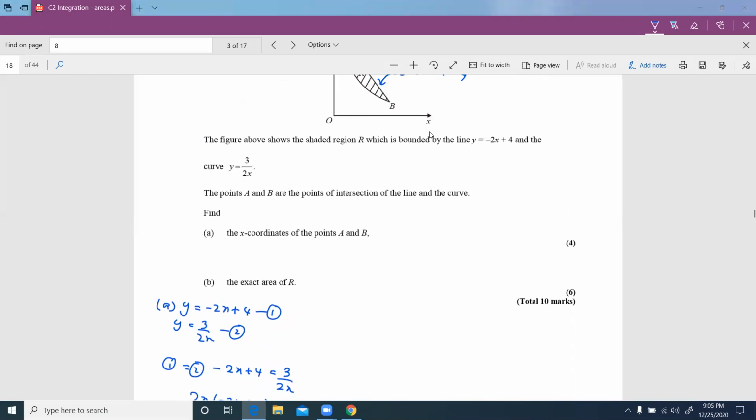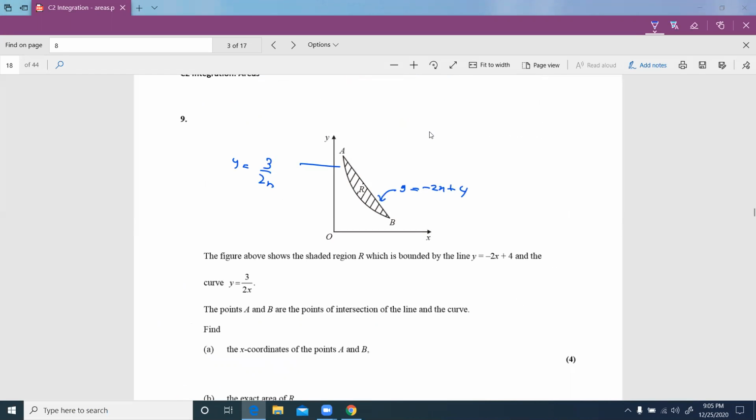Initially I mark this information in the diagram. This coordinate is 1/2 and this coordinate is 3/2. Now what you need to find is the exact region R. So how do you find the exact region R? You can see that it initially formed a trapezium somewhere like this, according to this diagram.